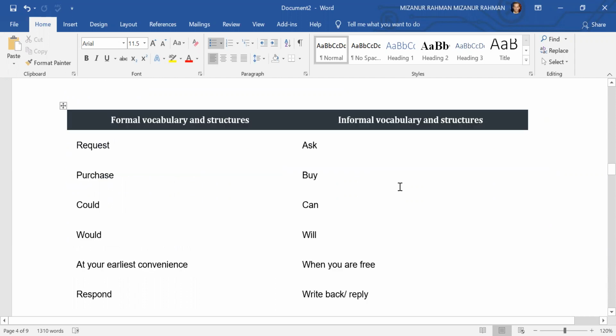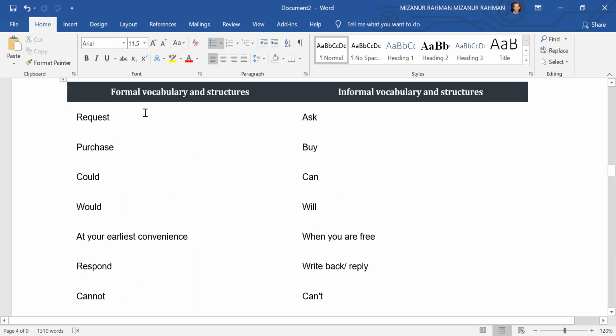So here are some formal vocabs and informal vocabs. Formal vocabulary would be request. I would like to request you to fix this problem, or you are requested. In fact, you're not going to say I would like, you're saying you are requested to fix, because you're going to go for the passive voice. If it is an informal letter, then ask. Well, I ask you to do that. I'm asking you to do it.